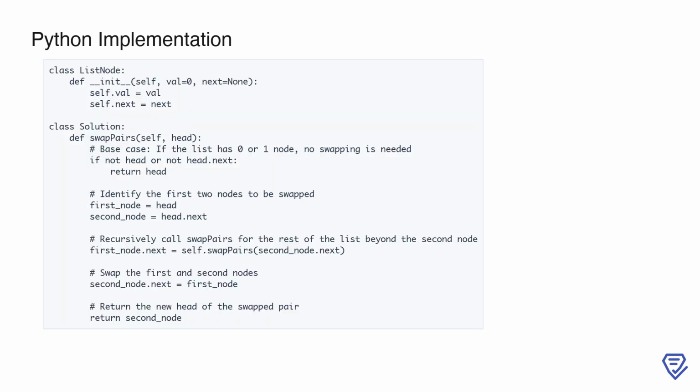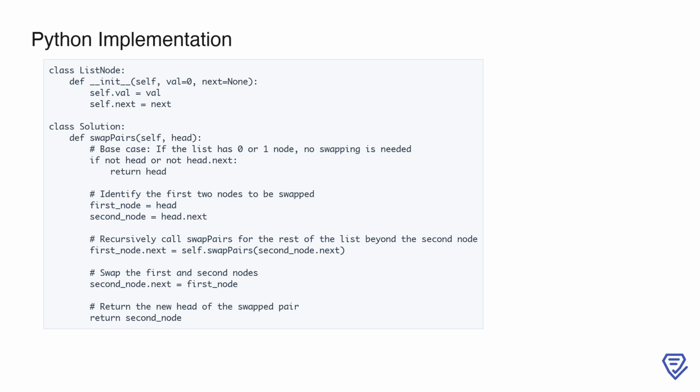This implementation solves the swap nodes in pairs problem using a recursive approach. Here's the breakdown of the solution. 1. ListNode class. The ListNode class represents nodes in a singly linked list. Each node contains a value, val, and a reference to the next node, next. 2. Solution class. The swapPairs method inside the Solution class performs the swapping operation recursively. 3. Base case. The recursion terminates if the current node, head, is None or if there is only one node left, head.next is None. In these cases, no swapping is needed, so the method simply returns the current head.